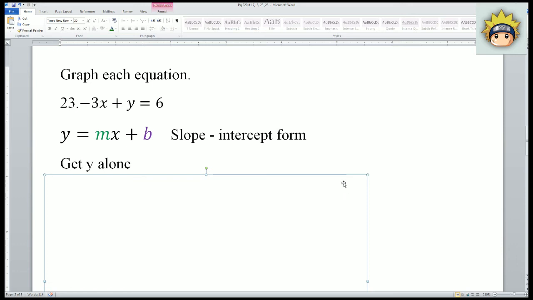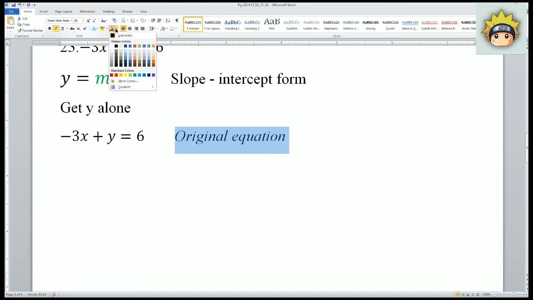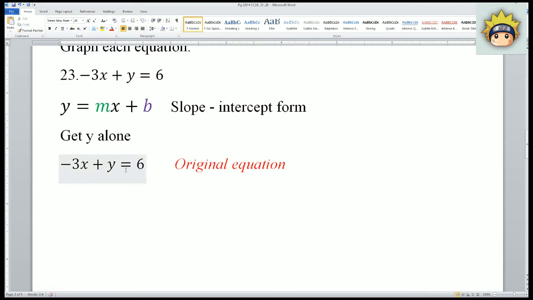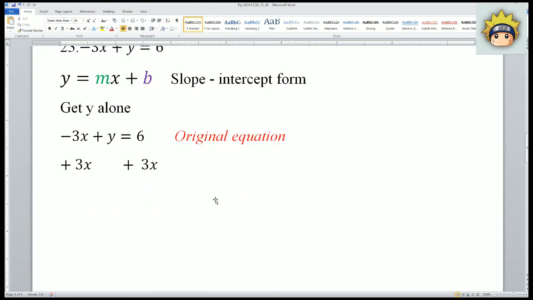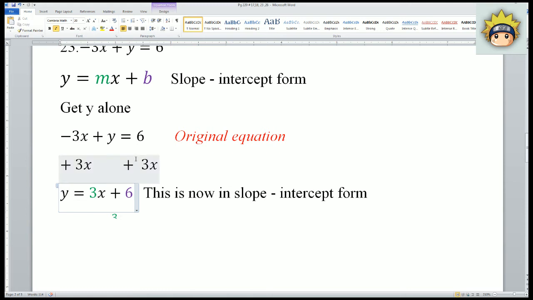My first step, again, is to always rewrite my original equation. I need y to be alone. Do you see how y is alone? So I have to get rid of this negative 3x. To get rid of the whole thing, I add it to both sides. Now I get y equals 3x plus 6, because this and this becomes 0. So I get a y on my left-hand side, and on my right-hand side, it becomes 3x plus 6.